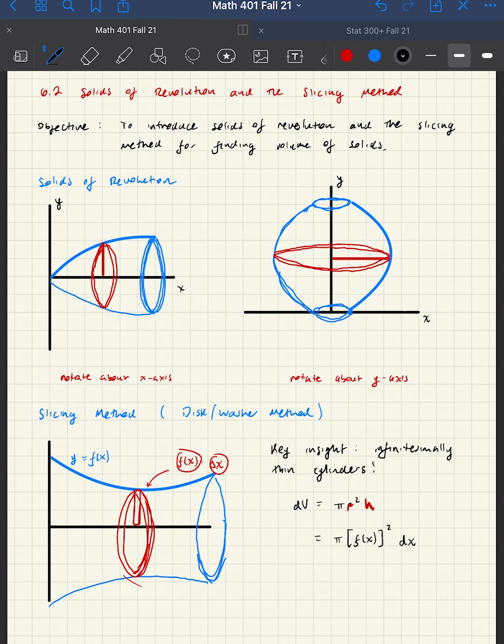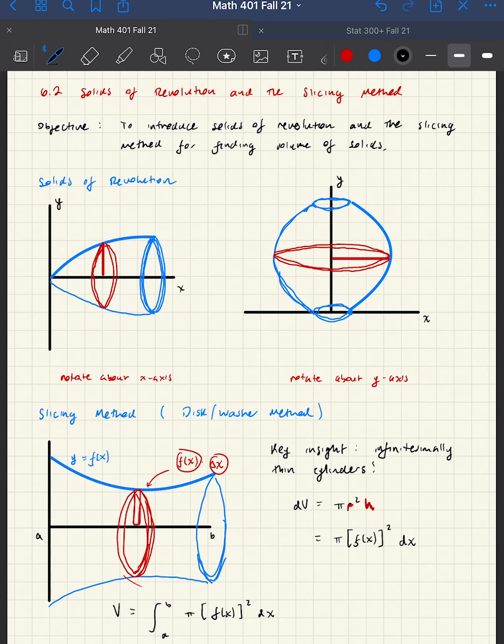And here I'm using delta x and dx interchangeably, just because in the limit it's going to end up being the same. So all that is telling us is that the volume of a solid of revolution, if we want to find it using the slicing method, is the integral from a to b, where a to b are the endpoints for x, so x ranges between a and b, of pi times f of x squared dx. And that formula, fundamentally, is how we're going to figure out the volume of such a solid of revolution.